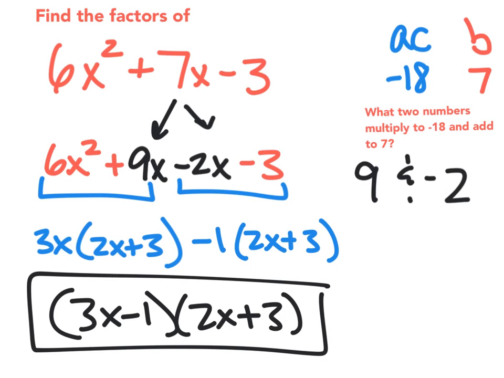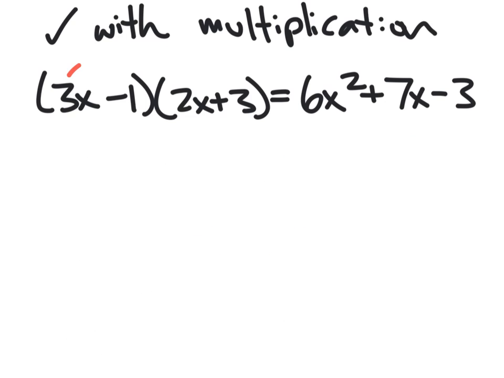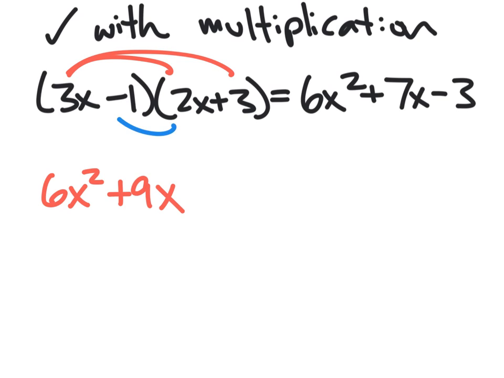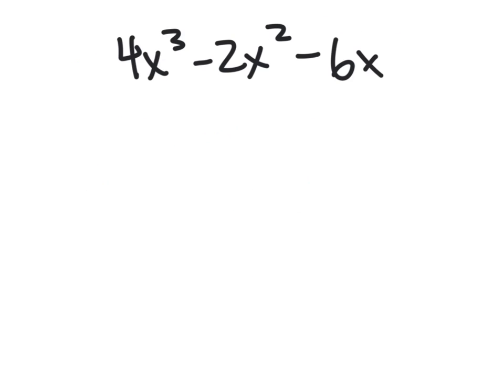Now how are we going to check our answer? With multiplication. We're going to distribute the 3x to each of these terms to get 6x squared plus 9x. Distribute the negative 1: minus 2x minus 3. And we can see here that this would be 6x squared plus 7x minus 3. It worked. All right, let's try another one.